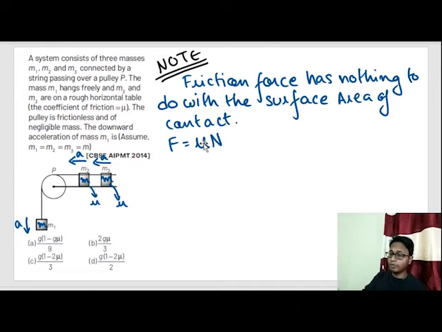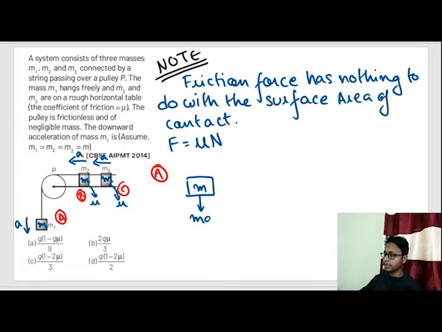So let's come back to the problem. Let's draw the FBD of block A. This is our block A, this is our block B, this is our block C. Drawing the FBD of block A, mass is M, downward force is mg, upward force is T, and downward acceleration is a.